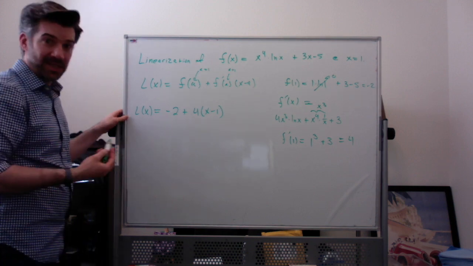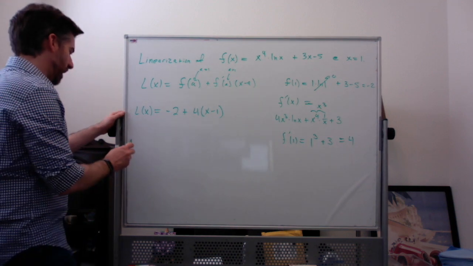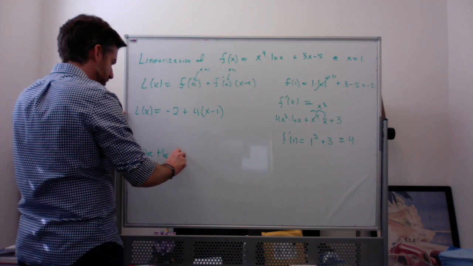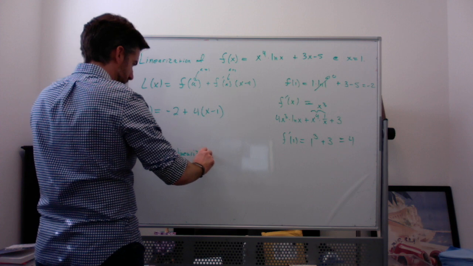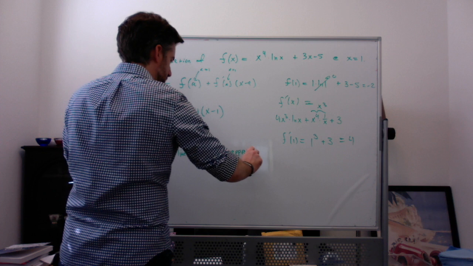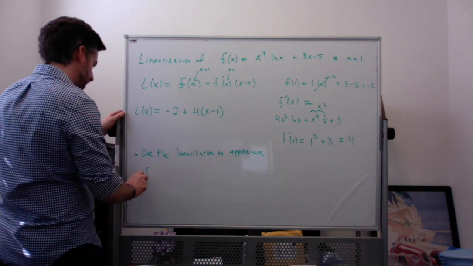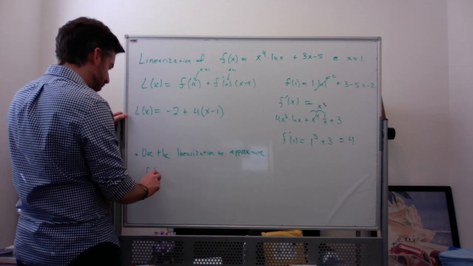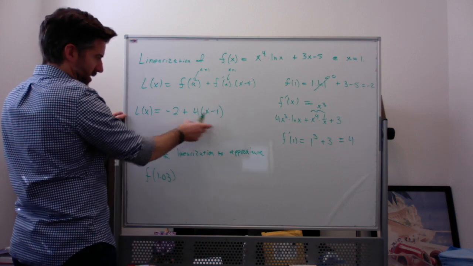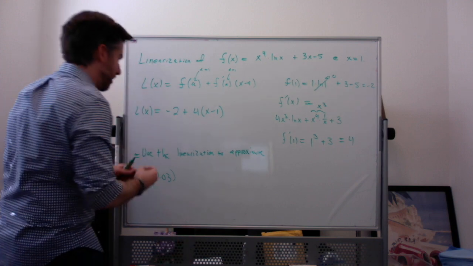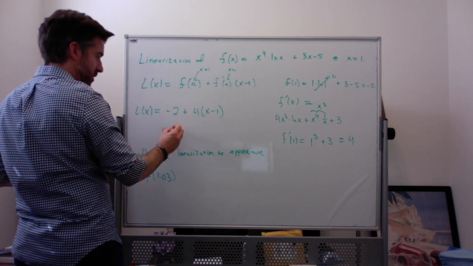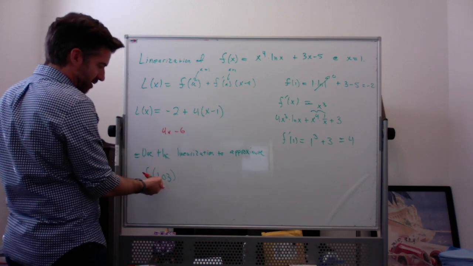And personally, I like to leave it like this, because then usually you get asked some sort of question like, use the linearization to approximate f of, say, 1.03. And it's much easier to see what happens if you write it like this, as opposed to simplifying this and getting 4x, and then 4 times negative 1 is negative 4 plus negative 2. You could write this as 4x minus 6, and then you have to plug in 1.03 here.